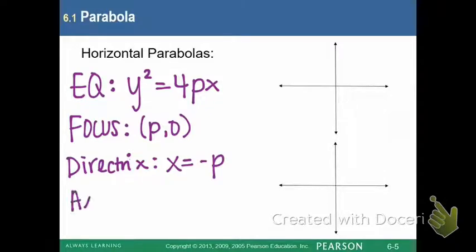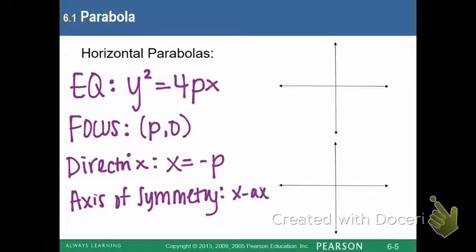And then your axis of symmetry, which I didn't really talk about on the last one. I'll go over it here. It's going to be the x-axis. That's just going to be the line that cuts through the center of your parabola. Okay. So thought process is the same here.